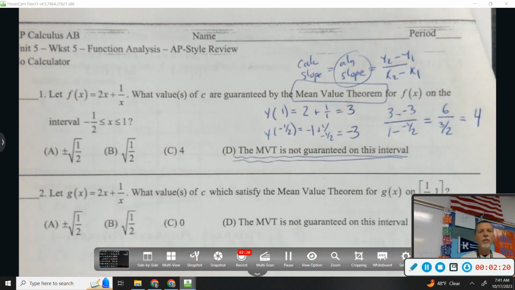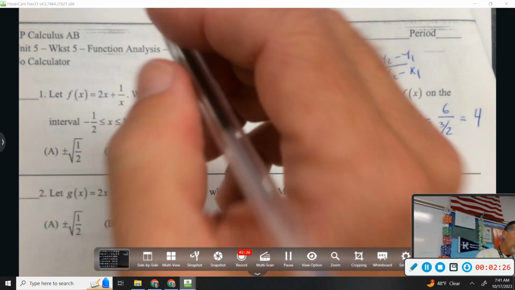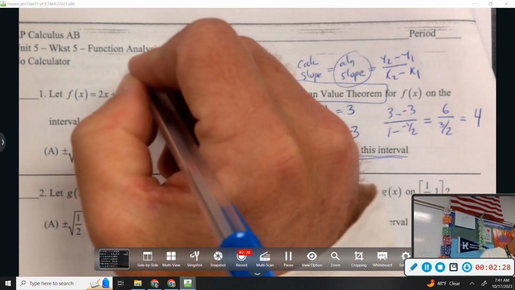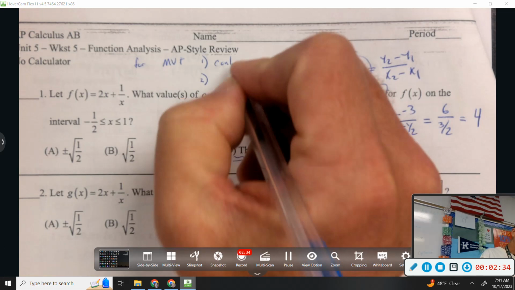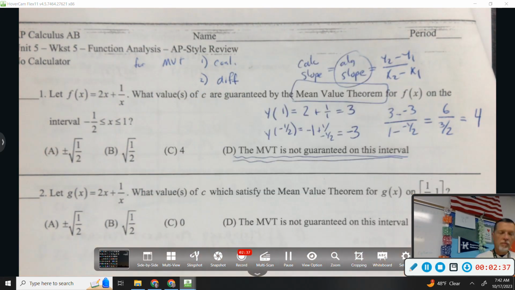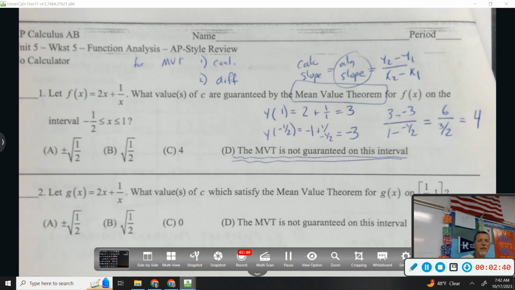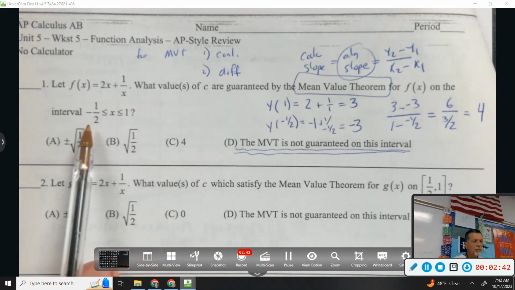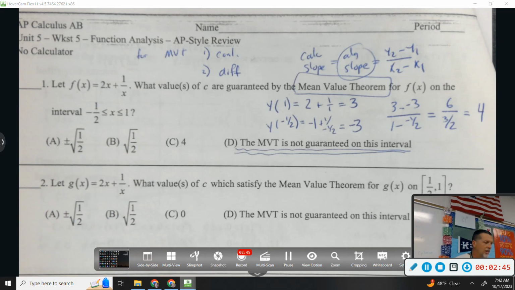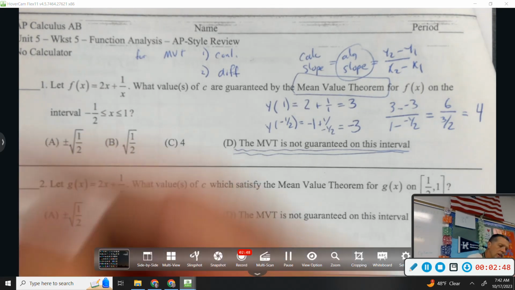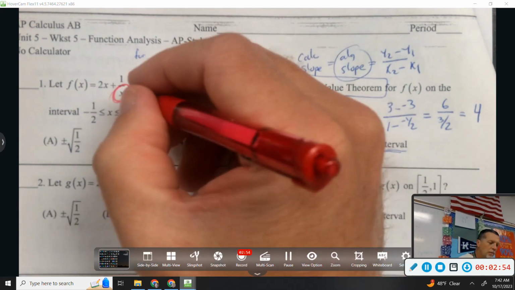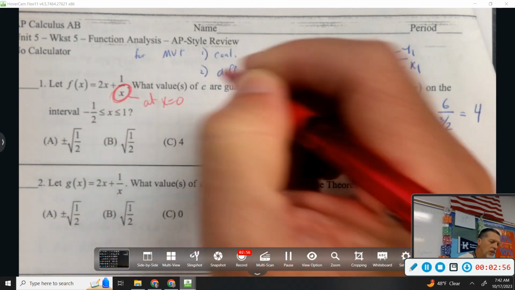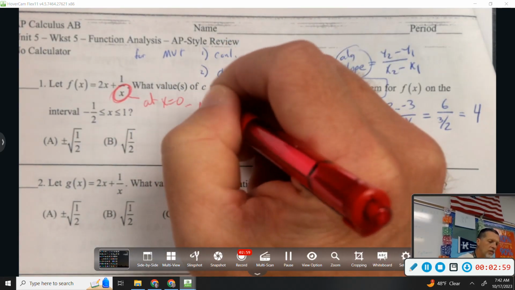What should I have checked first? What has to be true for MVT to work? 2 conditions: continuous and differentiable on this interval. Is this thing continuous between negative 1/2 and 1? What's the problem? Can't divide by 0, so at x equals 0, it's not continuous.